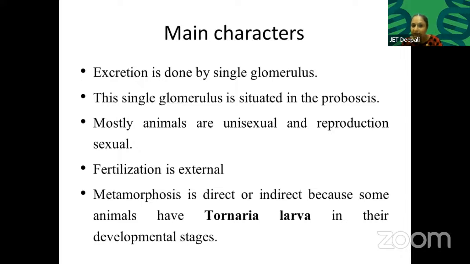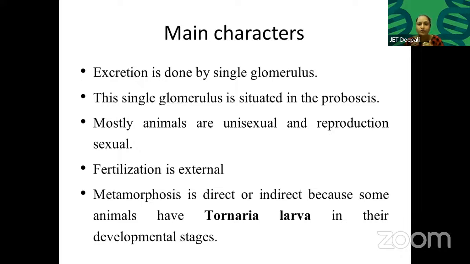Mostly animals are unisexual and reproduction is sexual, meaning no asexual organism and no bisexual organism is found till date. Fertilization is external, laying eggs. Metamorphosis is direct or indirect. If they have a larval stage, then it is indirect. If they are missing the larval stage, then it is direct metamorphosis.